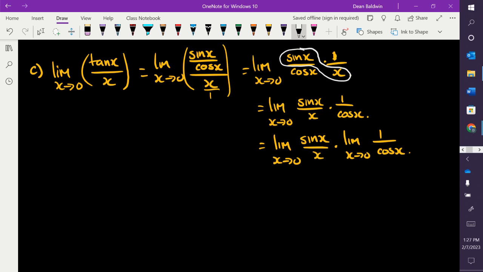Watch. If I have 1/2 times 1/3 times 1/4, does it matter if I go 1/2 times 1/4 times 1/3, or 1/3 times 1/2 times 1/4? Does the order of multiplication matter, I guess is what I'm saying.